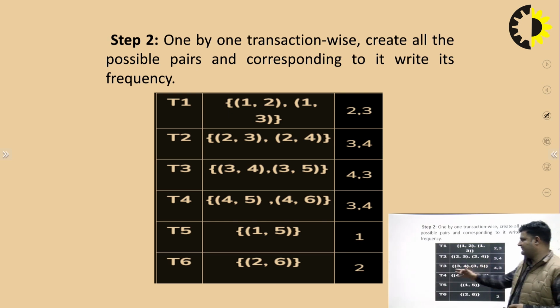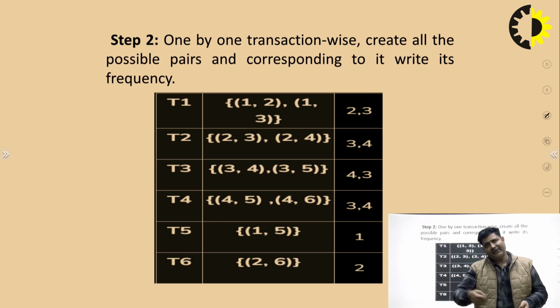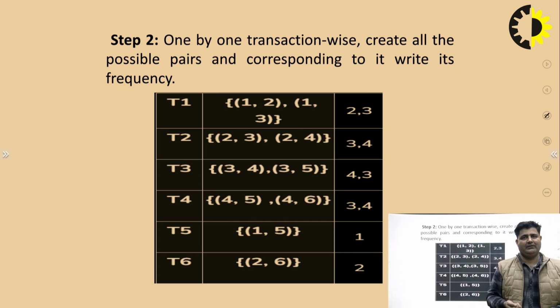Similarly we have transaction number 3. We have the pairs 3, 4 and 3, 5. If we try to find, we can also find the pair 1, 3, though it is not mentioned here. We have the pair 1, 2, and probably you can find the pair 1, 3 also. So we simply have to find the pairs of every element in the itemset.